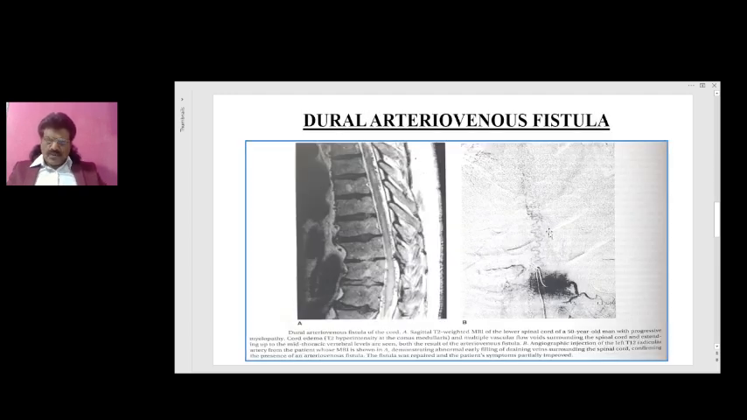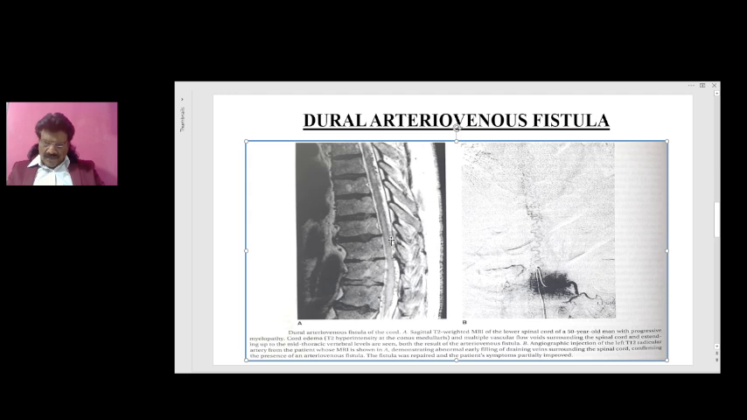Second is the dural arteriovenous fistula. Arteriovenous fistula is an abnormal communication between the artery and the veins. If it is seen in the dura mater, we call it a dural arteriovenous fistula. So here you can see the nice dural arteriovenous fistula.